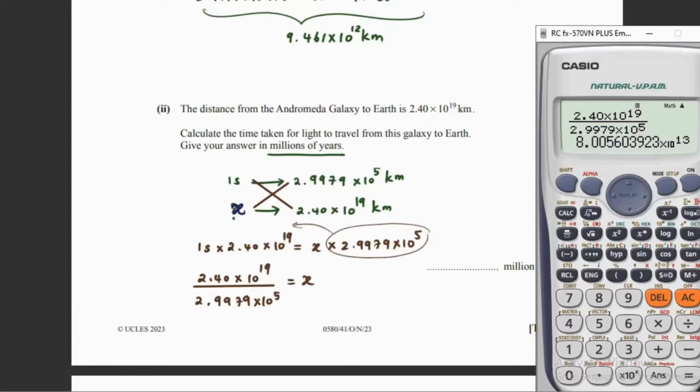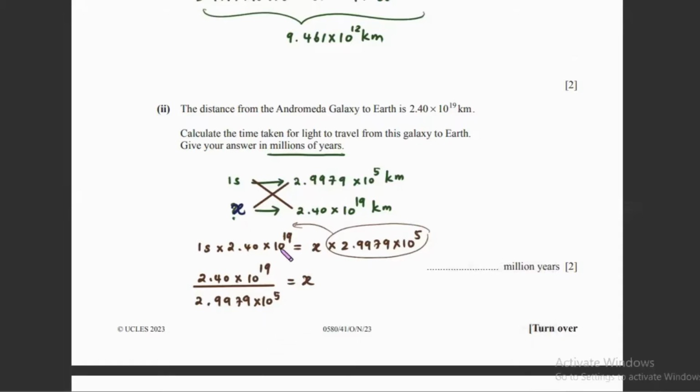But then the answer that we get here, we need to convert it into million years. So to do that, I need to divide this answer that I get here. I will write the answer here on the side as 8.0056. Likewise, we have an answer, that answer times 10 to the power 30. This is given in seconds. I need to convert it into million years.